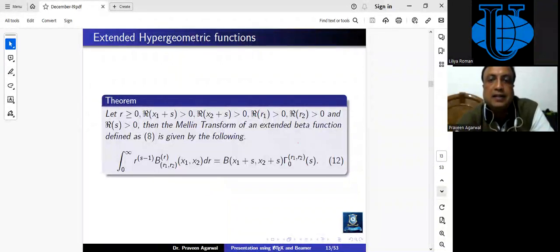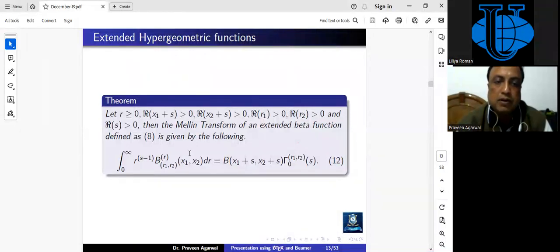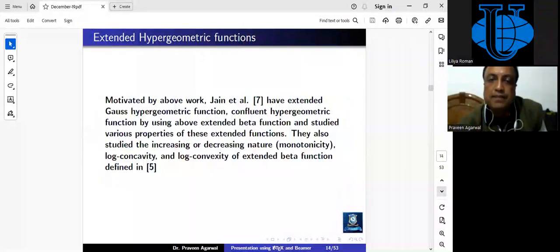Then there is another interesting theorem, which gives the Mellin transform of an extended beta function, given by equation number 12. Here we have developed one of the interesting results involving the Mellin transform. So the integral from 0 to infinity of R to the power s minus 1 times B of R, R1, R2 dr becomes B of x1 plus s and x2 plus s, gamma of r1, r2, 0. So this is the Mellin transform.